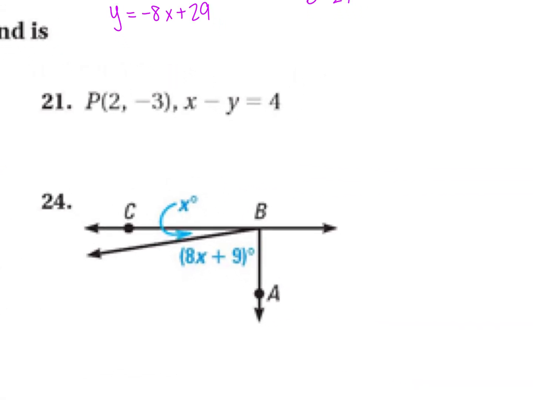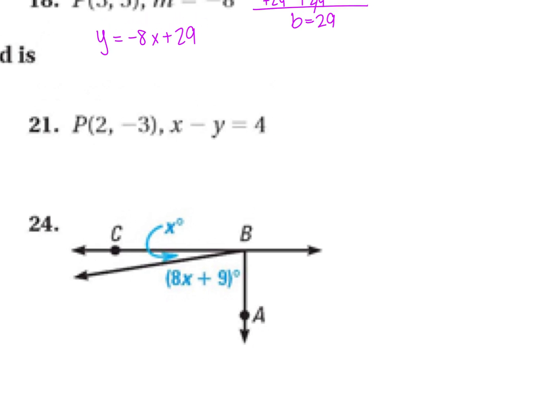All right, looking at 21, it is not written in slope-intercept form, so I'm going to go ahead and change it. Changing it to y equals, I'm going to get negative x minus y equals 4. Subtract x from both sides. Negative y equals negative x plus 4. And you're changing the sign of everything. So you now have y equals x minus 4.